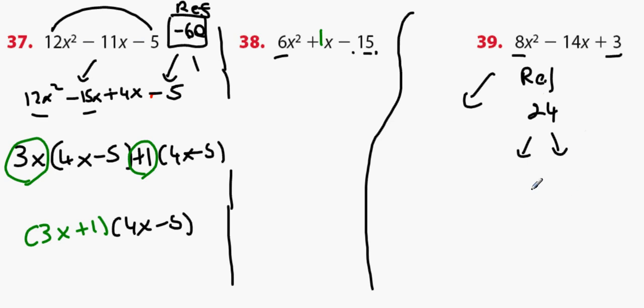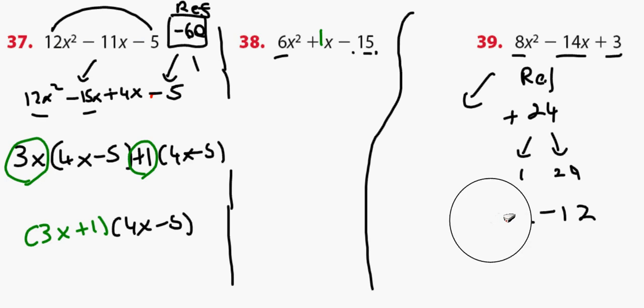We can go 1 and 24, 2 and 12. Now 2 and 12 does the trick. However, we need minus 14, so minus 2 minus 12 will, when multiplied together, make plus 24. But when you add them, they also make minus 14. It's exactly what we're looking for. So minus 2 minus 12.